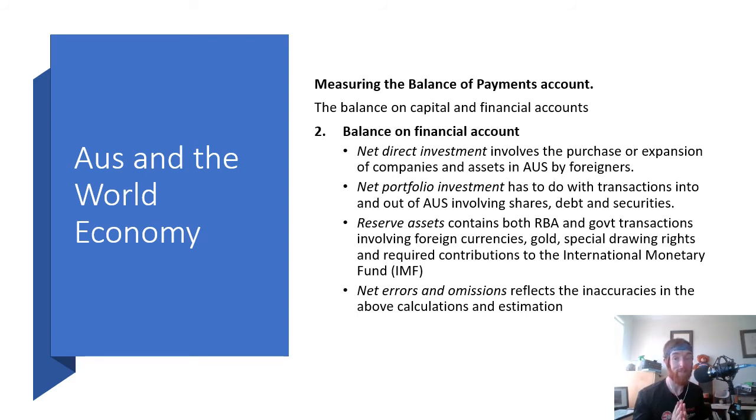Why that's the case, I couldn't tell you, to be honest. I've tried to look it up for years, tried to find out more information about it. All you can possibly find out at the moment is that this net errors and omissions is there to make the whole thing balance. So what you need to know is that the balance of payments balances, because the balance of payments cancels out the balance of capital account and the balance of financial account. You don't need to know why they balance, which I know a lot of students struggle with because they really want to know the why of certain things.